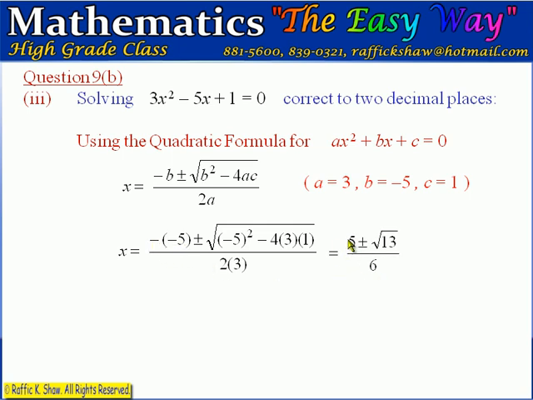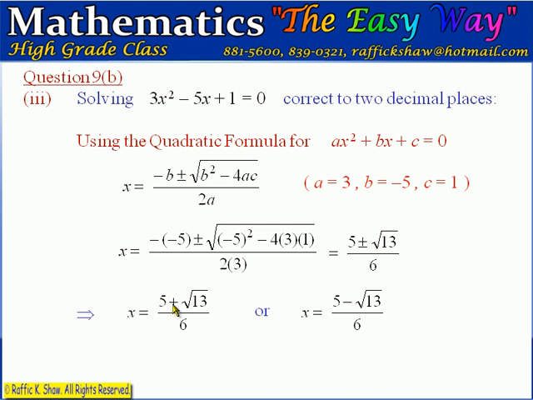Minus -5 is 5, plus or minus the square root of, this works out to be 25. -5 squared is 25, minus 4 times 3 times 1 is 12. So we have 25 minus 12 here, which works out to be 13. And on the denominator is 2 multiplied by 3, which is 6. So this expression reduces to this. And so one x value will be obtained using the plus, and the other x value will be obtained using the minus. And this is it.